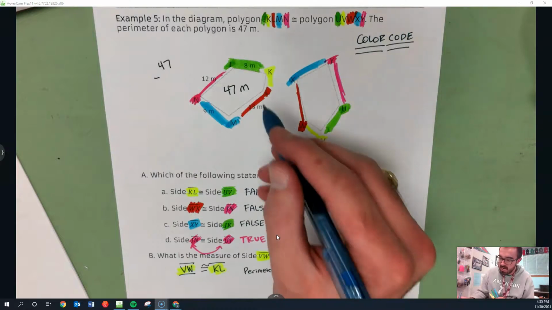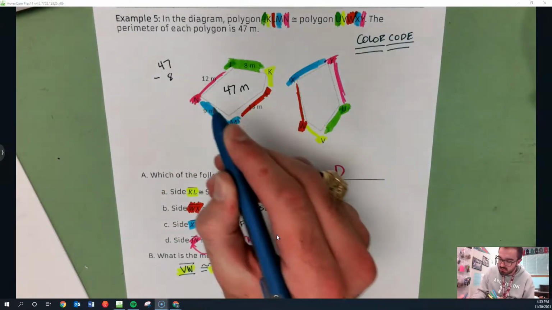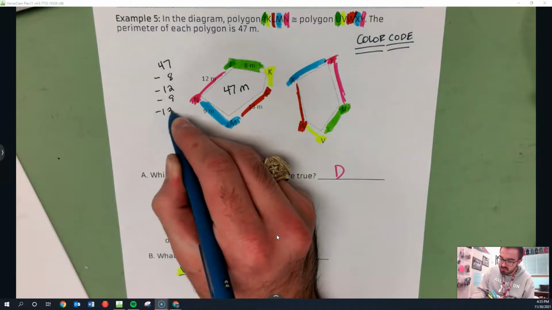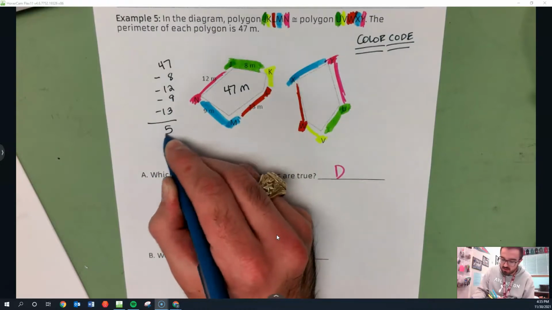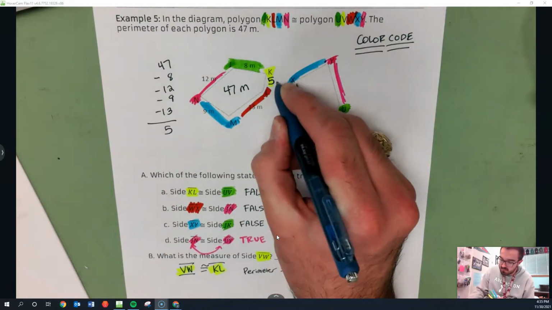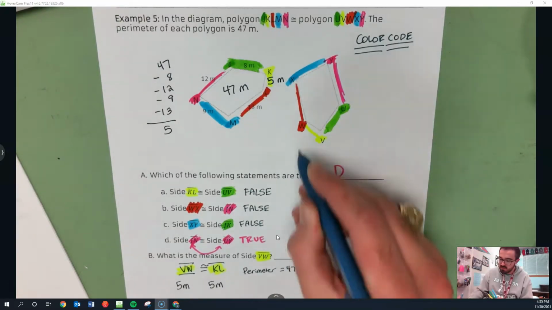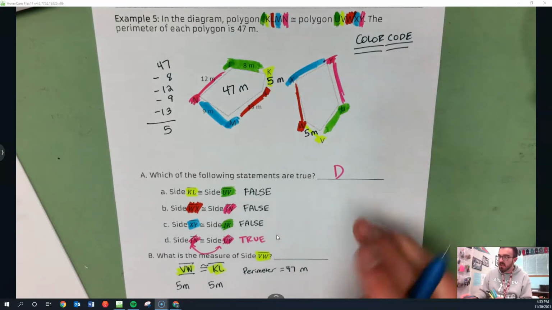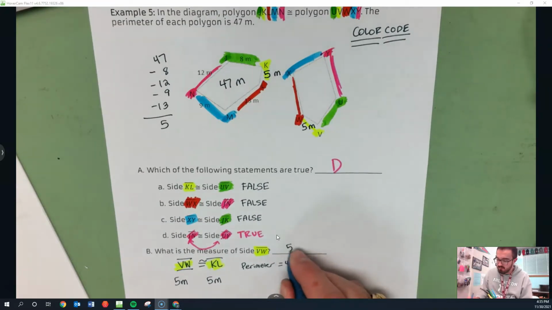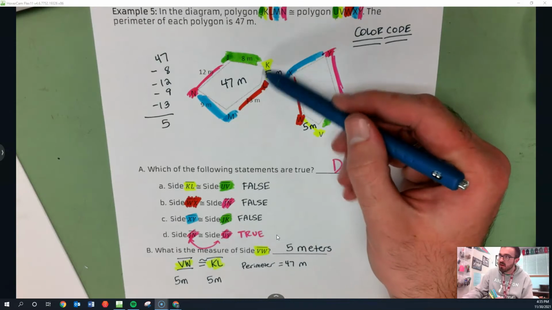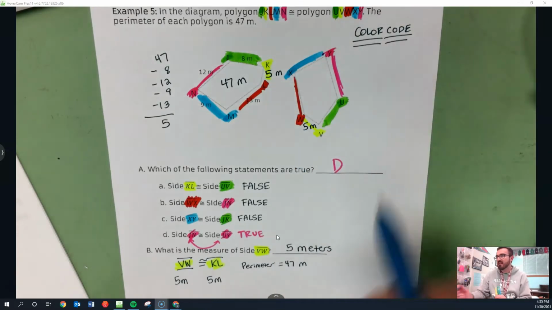So we could do 47 minus all the numbers. So 47 minus 8, 47 minus 12, minus 9, minus 13. And if you put that all in the calculator, you get 5. So basically the measure of this is 5 meters. So if KL is 5 meters, then VW would also be 5 meters. And our answer would be 5 meters. Okay, so we basically had to figure out what this missing yellow one was to find out that yellow one.